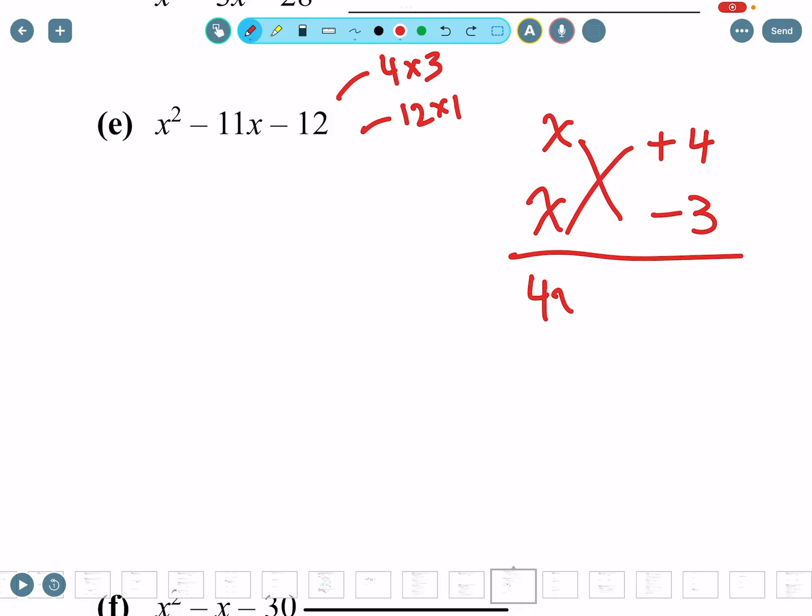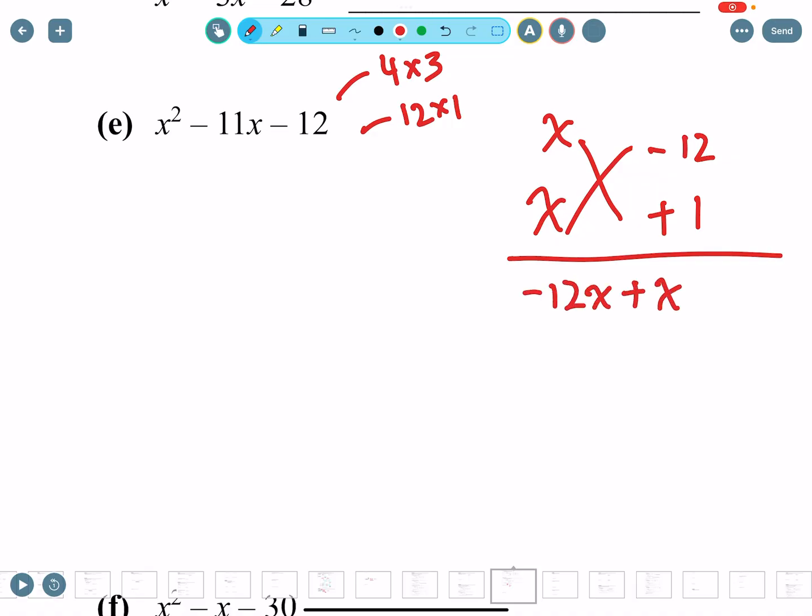So I'm going to try a bigger number, 12 times 1. Let me use that. If I do positive 12, negative 1, 12 minus 1 is 11, positive. But we want a negative. So what I'm going to do, if you have the right number but different sign, you basically just switch the sign here. Negative 12, positive 1. So we will have negative 12x plus x. Negative 12 plus 1 will be negative 11x. And then we have the same number.